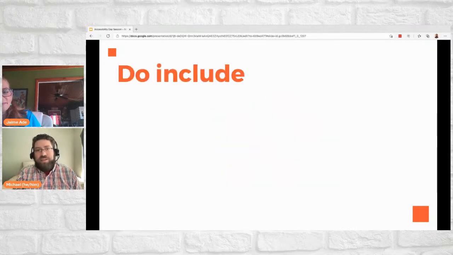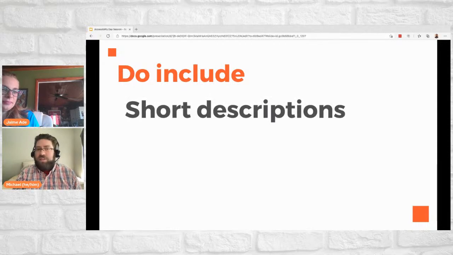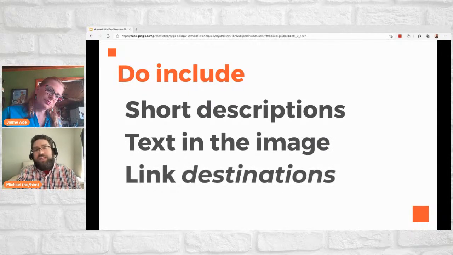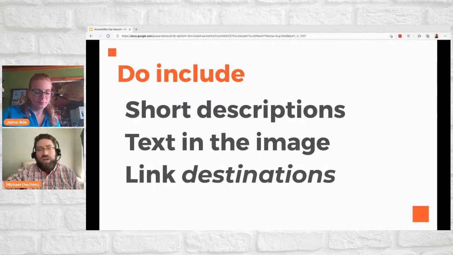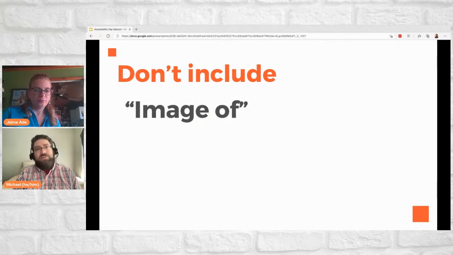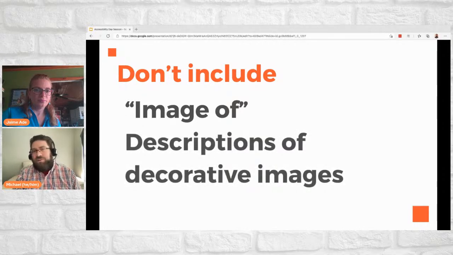So some simple rules of thumb for alt text, just to make it a little bit simpler and a bit more approachable. Just include a short description of whatever the image is. Do include text if there's text in the image. And if that image is a link that's going to take them somewhere else, include where the link would actually take them. But you don't have to say things like image of. It's already implied that it's an image because it's alt text. It's only attached to images. And you don't really need descriptions of decorative images. So if something's there just for show, you can write null, and you'll be fine.